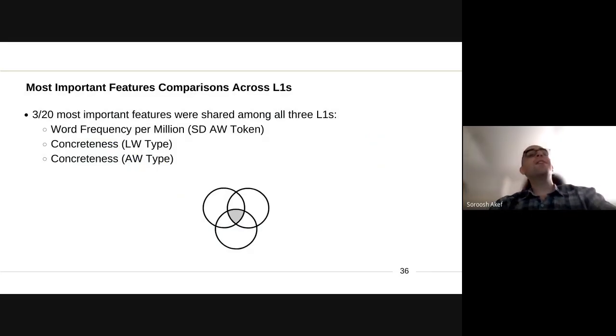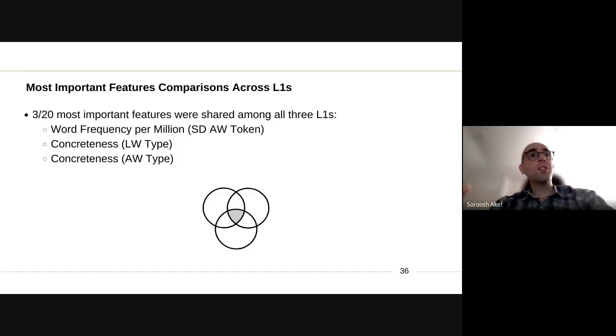So ultimately, when we looked at the top 20 most important features across all three L1s, we see that only 3 features appear among the top 20 features for all 3 models. And these are all lexical features. So we have word frequency, in particular, standard deviation of word frequency, which is a measure of lexical diversity. And then we had concreteness for lexical words and all words.